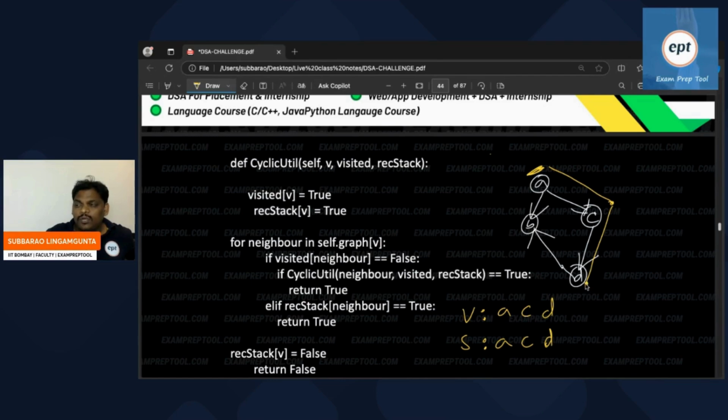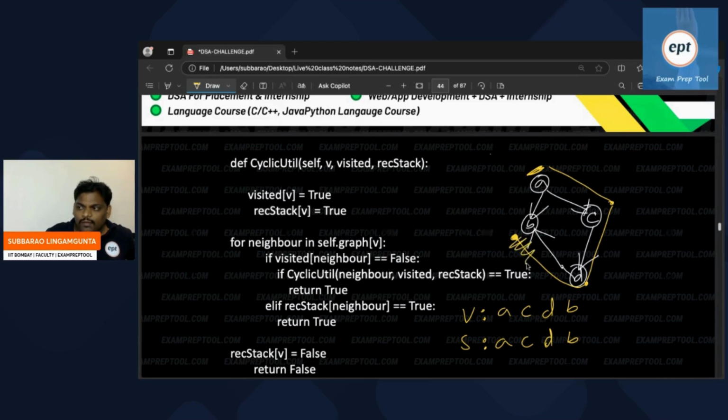D's adjacent is going to be B, which is not visited. Can you see this one? Mark it visited. And one more thing, it is not there in the stack also. Add it. Now, B's adjacent is no one. Everyone observe. B's adjacent is no one. Interesting answer.